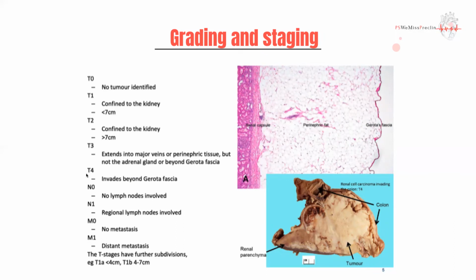a T4 tumor. In terms of lymph nodes affected, if you have no lymph nodes affected, that's N0. Regional lymph nodes is N1, and that's all you have. So it's either 0 or 1. And again, with metastasis, it's either 0 or 1. So no Mets is M0, M1 is distal Mets.